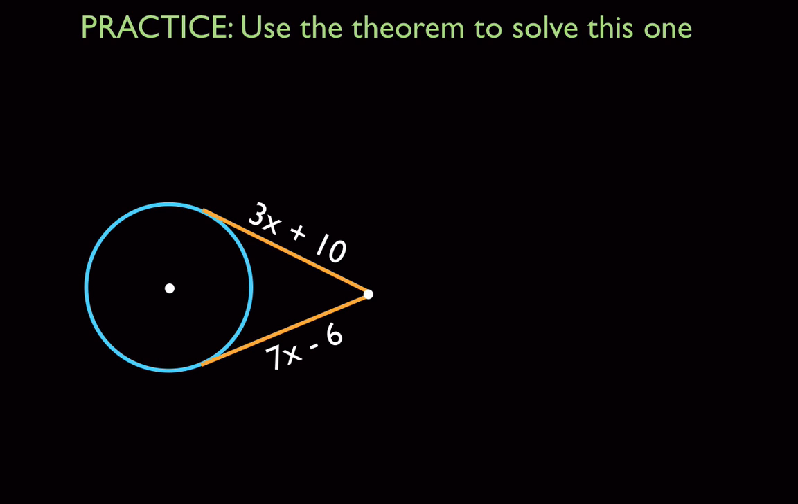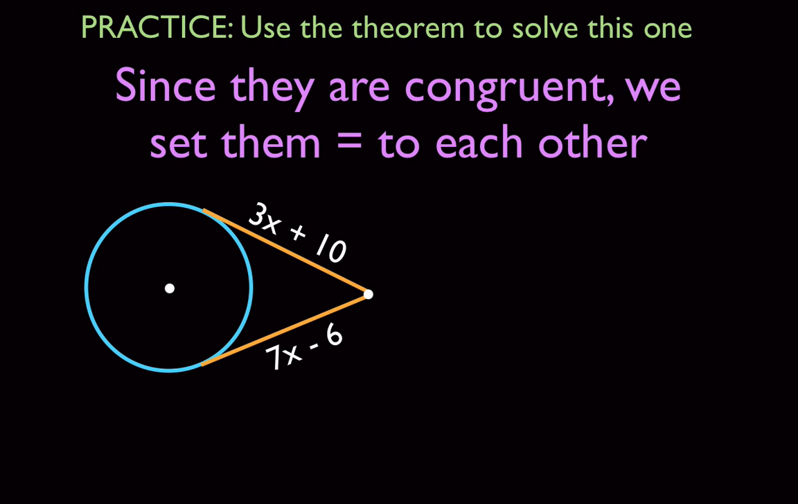Alright, so here's a practice problem for you. You may have to fill in the 3x plus 10 and 7x minus 1 on your notes. If not, you're going to go ahead and set it up. So what the theorem says is because they are both tangent segments and because they're from a common point, therefore we just set them equal to each other. Okay, so all you're doing is solving an equation with variables on both sides.